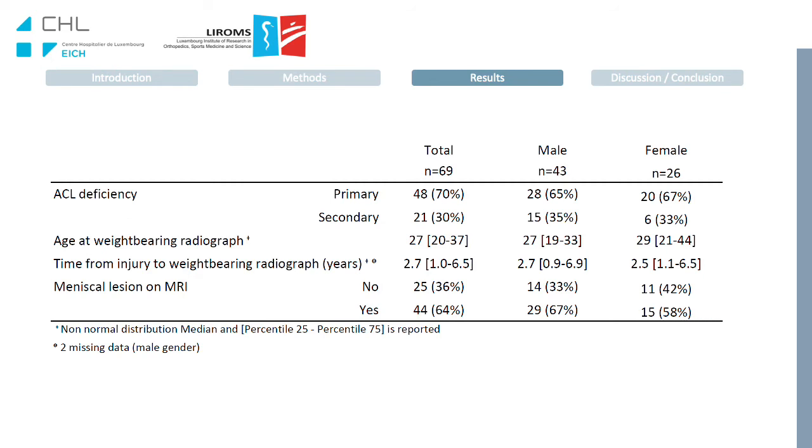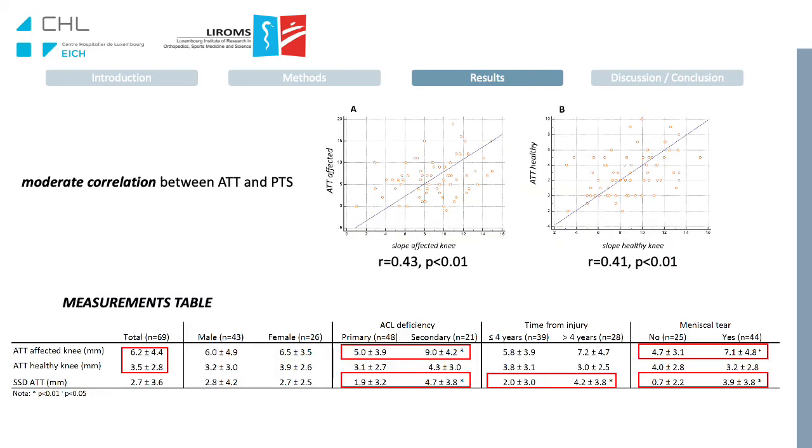This is our demographic data. So in the end, 69 patients were included, 43 males and 26 females. Age at weight-bearing radiograph was 27, and median time from injury was 2.7 years. There was no difference between male and female patients in the preoperative data. There was moderate correlation between anterior tibial translation and posterior tibial slope, both in the affected knees and the healthy knees.